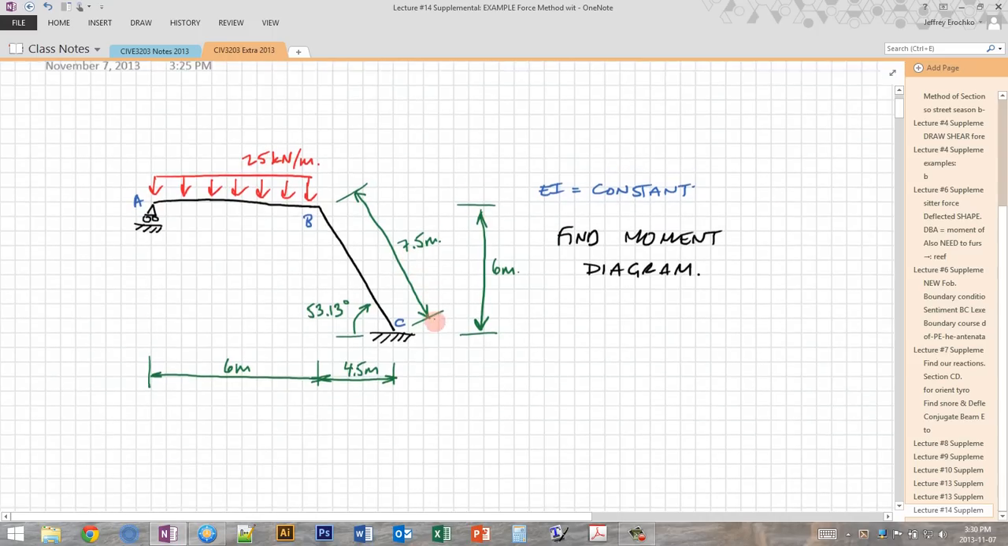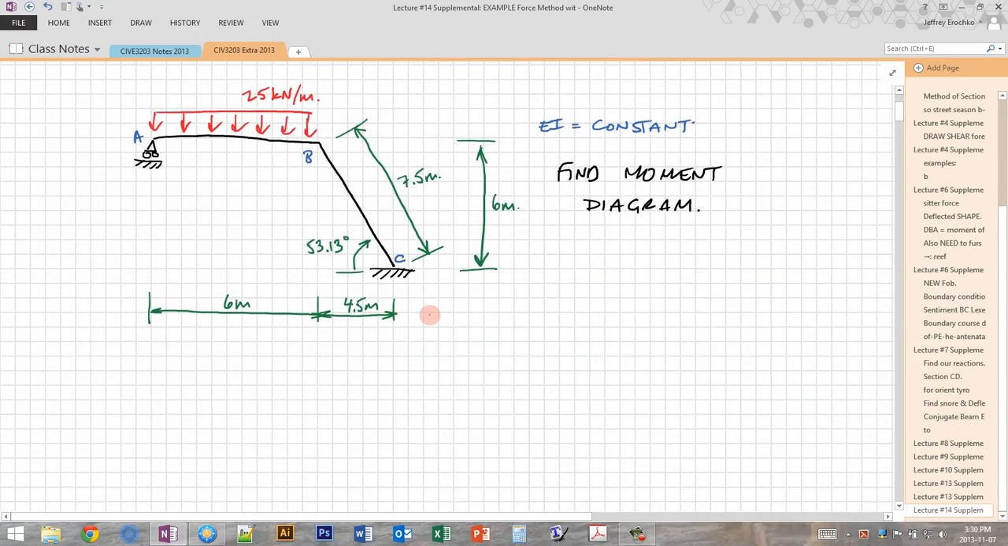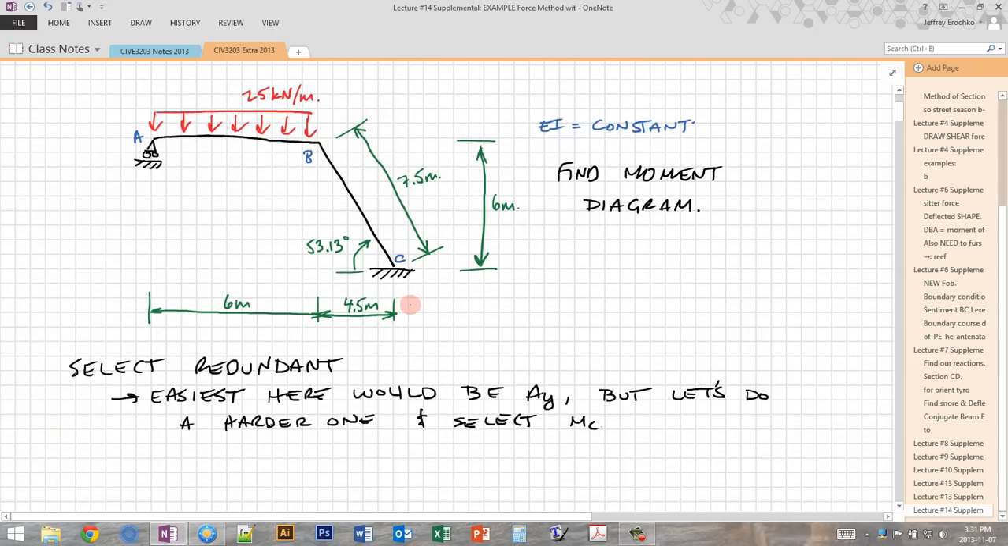So the first step is to select our redundant. The redundant is the restraint that we're going to remove in order to make our indeterminate structure, which is indeterminate to 1 degree, into a determinate structure. And then we're going to use a compatibility condition in order to find our redundant reaction force.